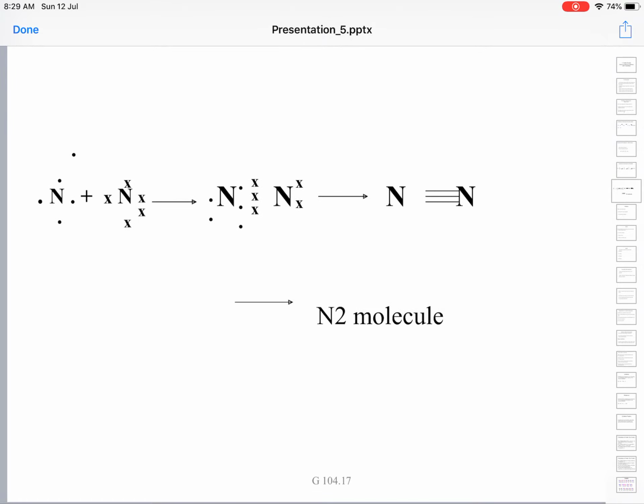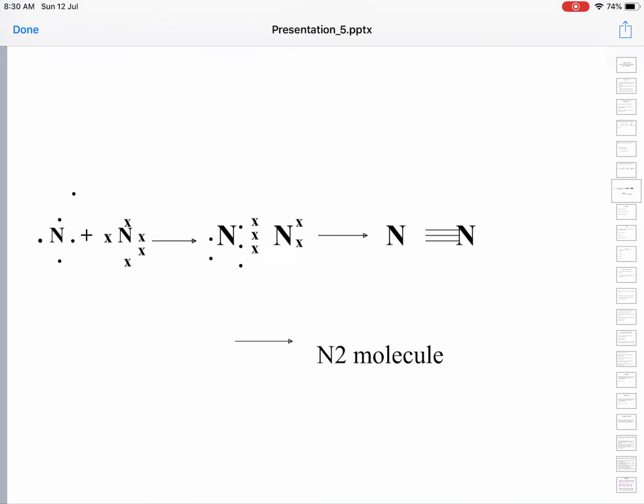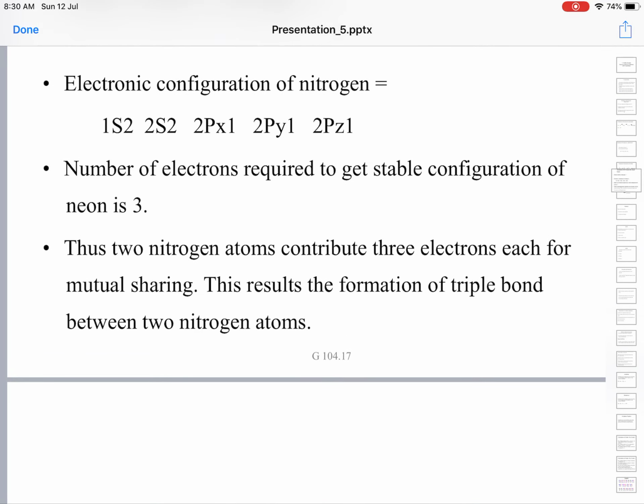As you mentioned earlier, in the Lewis dot method, the electrons of one of the nitrogen atoms are shown with dots. The other electrons of the other nitrogen atom will be shown with crosses. Here, that is what we have shown. In the nitrogen electronic configuration, you have got 2s2, a lone pair of electrons in the 2s2 orbital.